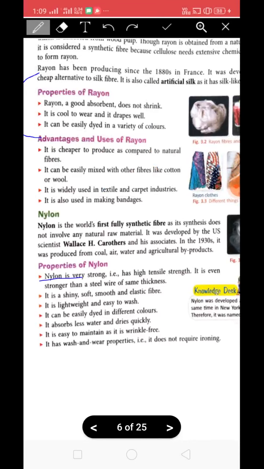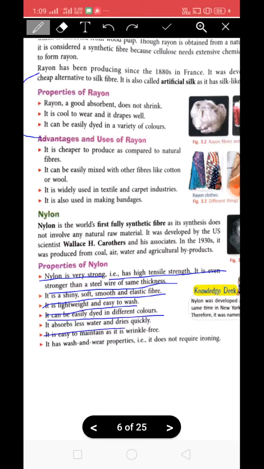Nylon is very strong, that is, it has a high tensile strength. It can be even stronger than steel wire of the same thickness. It is a shiny, soft, smooth and elastic fiber. It is lightweight and easy to wash. It can be easily dyed in various colors.